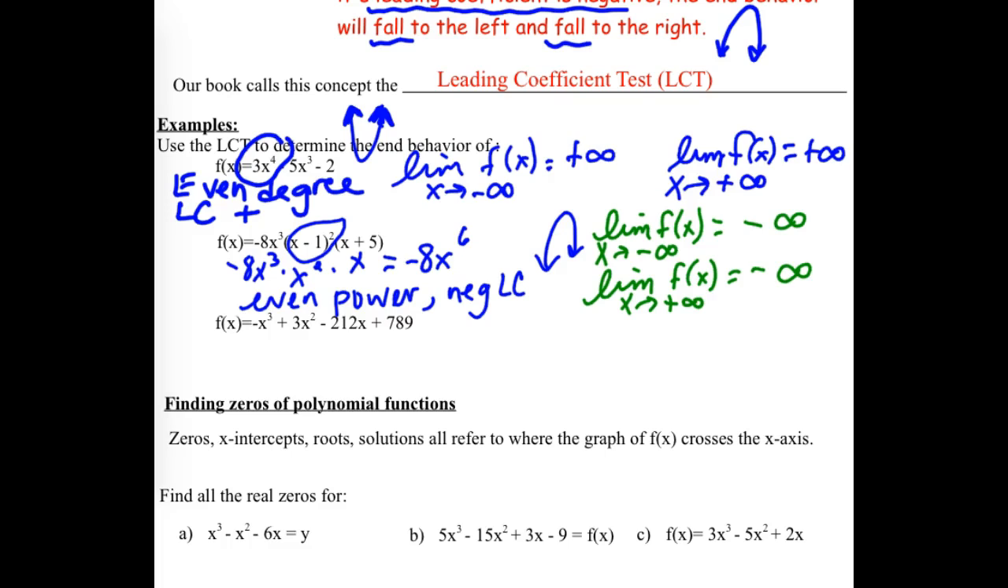Looking at our first term, we have a negative x cubed. So we have an odd degree. We have a negative leading coefficient. Okay, so odd degree, think of going in opposite directions. Our arrows are pointing in opposite directions.